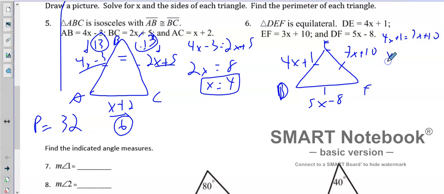Subtract 3x, subtract 1, and I get 9. And I plug in 9 anywhere. 9 times 4 is 36 plus 1 is 37. 9 times 3 is 27 plus 10 is 37. 9 times 5 is 45 minus 8 is 37. So the perimeter is 37 times 3, which is 111.